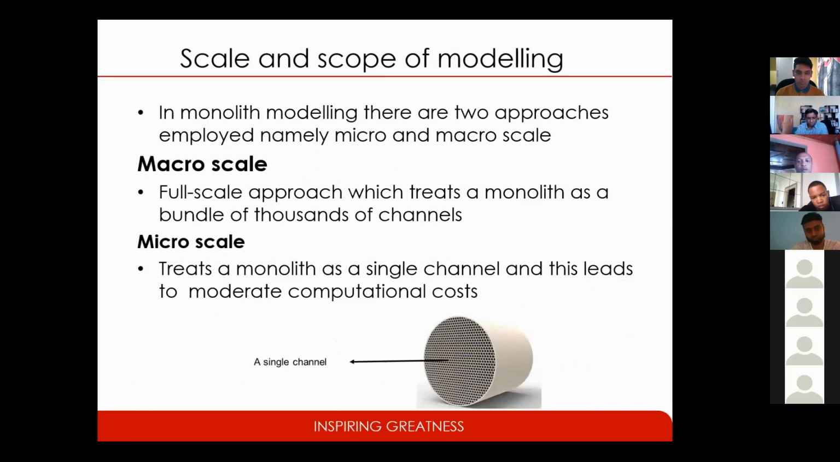Now, the scale of modeling of these monolith reactors is twofold. So we have the micro and the macro scale. In the macro scale, you model the monolith as 1,000 of channels. And as I've said, in this kind of approach, the computational expense is quite high. However, if you adopt the micro scale, this treats the monolith as a single channel and leads to moderate computational costs. But before you can use this approach, as I've said, we had to combine this with the analytical solutions from the two regions that I spoke about.